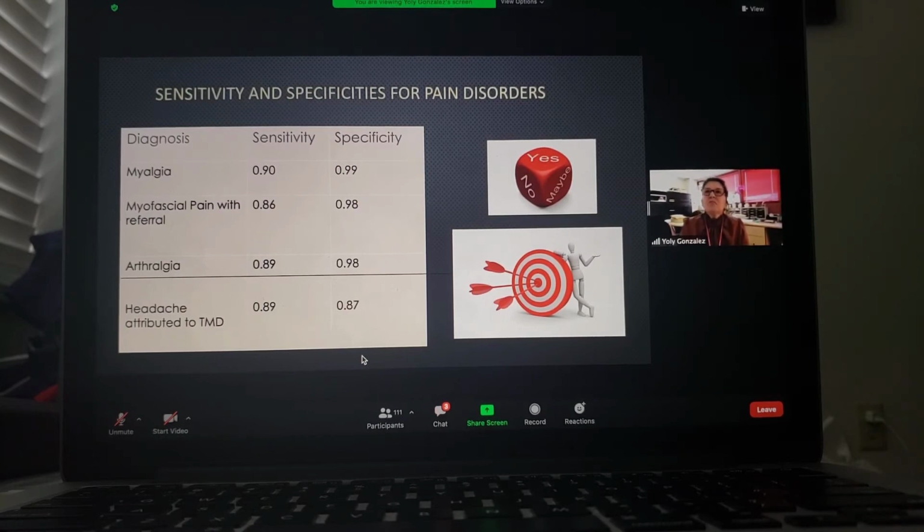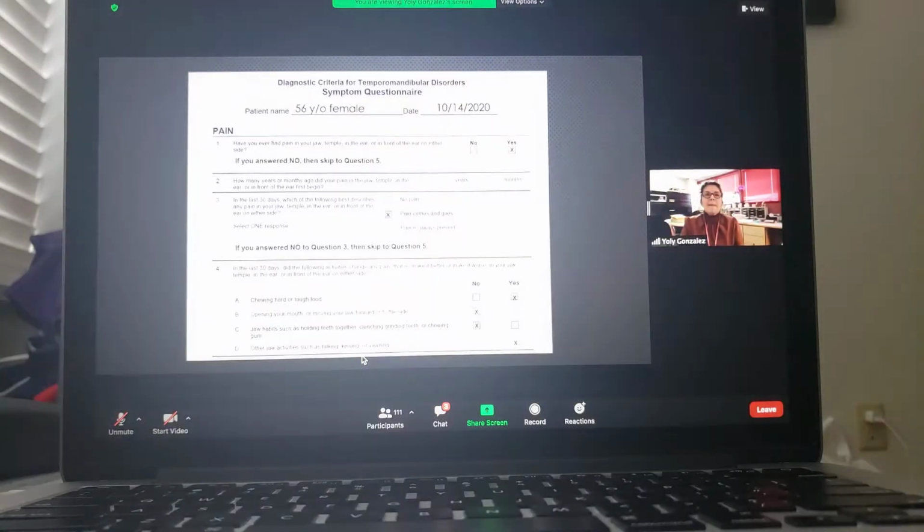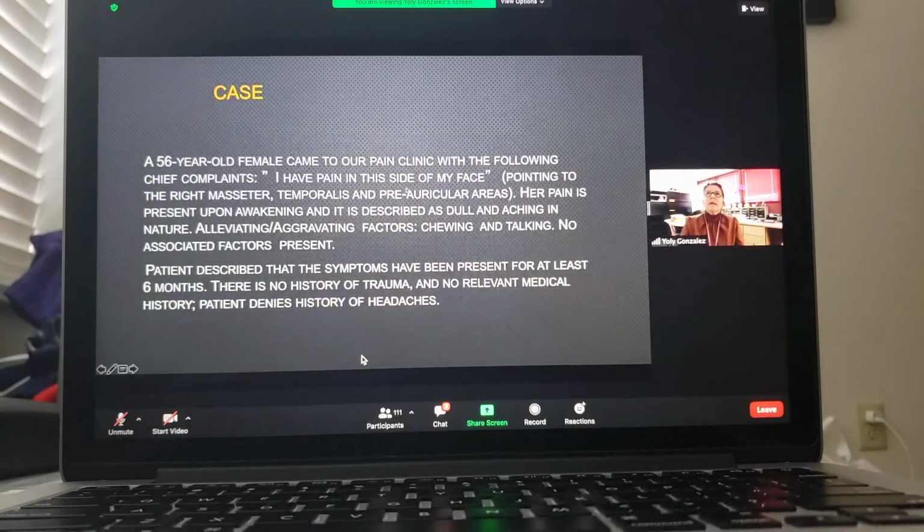So let's do a case. So the case is a 56-year-old female who came to our clinic with the following chief complaints. I have pain in the side of my face, pointing to the right masseter, temporalis, and preauricular region. Her pain is present upon awakening.